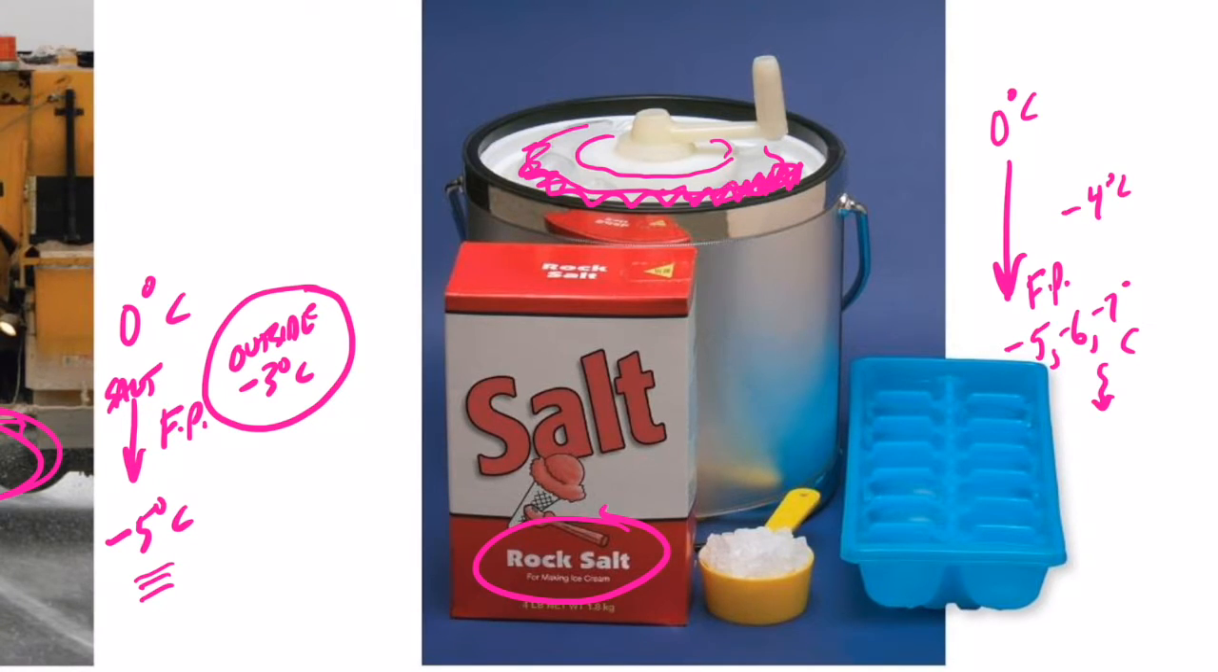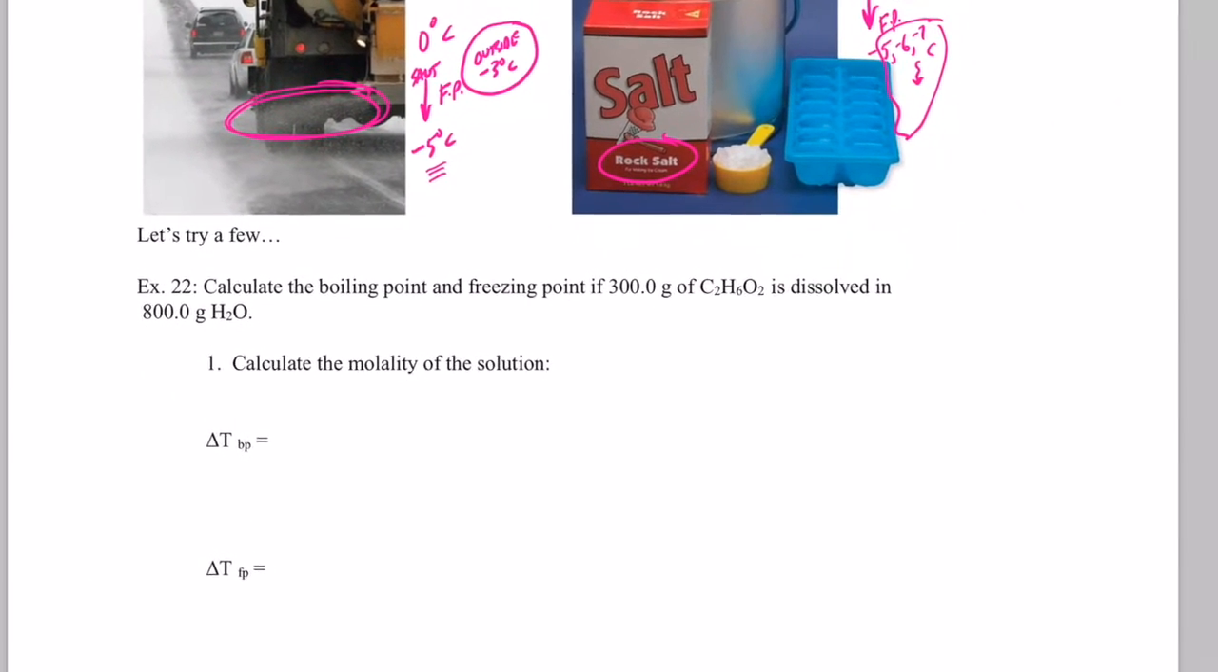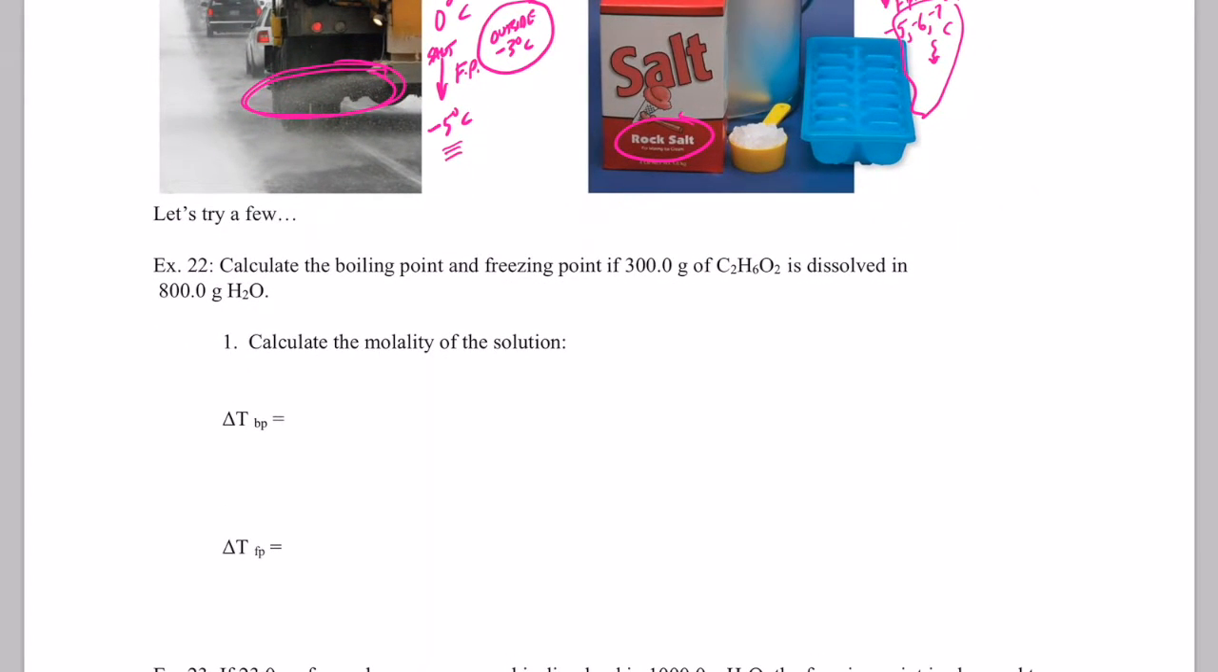If I add rock salt or salt to my ice, I can lower the freezing point to -5, -6, or -7, or maybe even lower, and so I can get it below the normal freezing point of cream, which will allow the cream to freeze, and you would have iced cream. Okay? All right, let's try a couple problems.